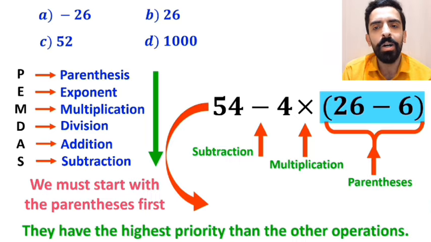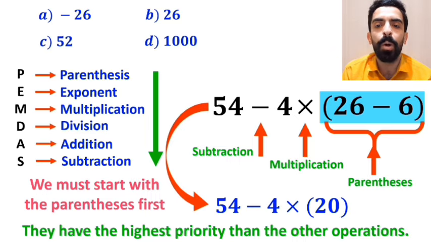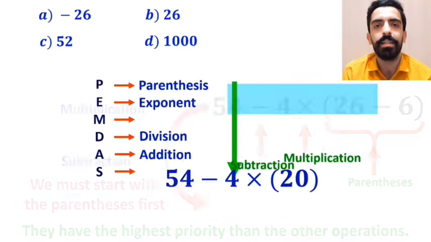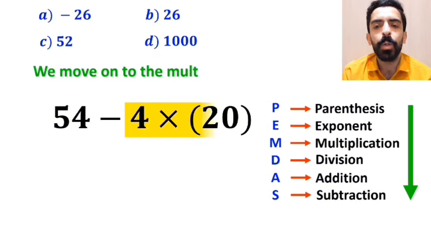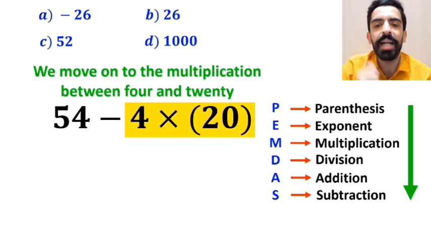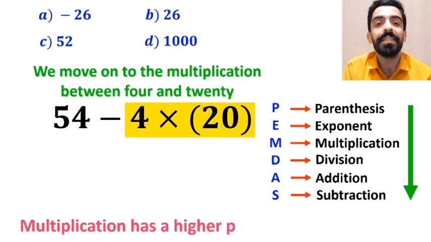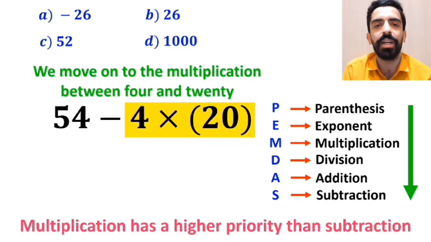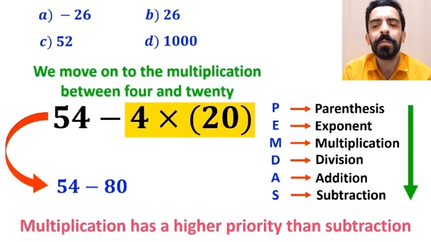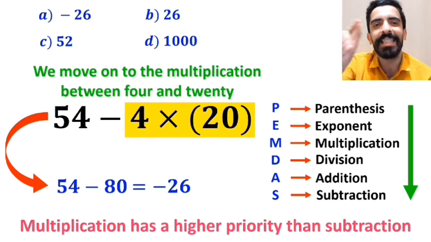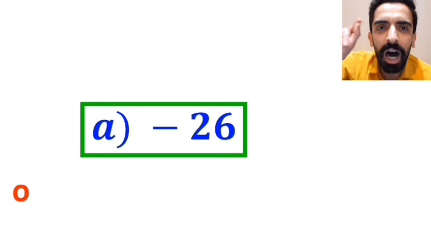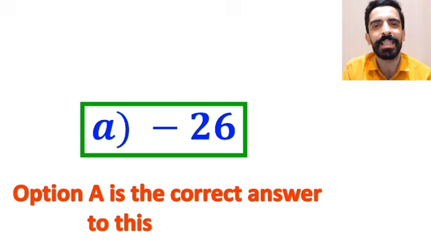So, we can write this expression as 54 minus 4 multiplied by 20. And the next step, we move on to the multiplication between 4 and 20, because multiplication has a higher priority than subtraction. So, we rewrite this expression as 54 minus 80, which finally gives us the answer negative 26. Therefore, option A is the correct answer to this question.